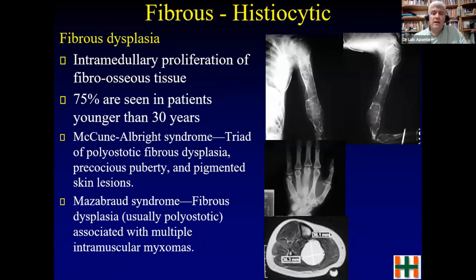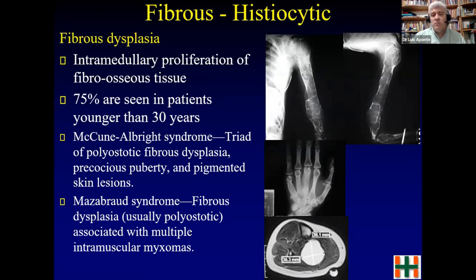There are some other tumors like fibrous dysplasia, that's like a pseudo tumor. It's an intramedullary proliferation of fibrous tissue. You can see this polyostotic disease, mainly in younger patients. This is a very strange case. You have monostotic and polyostotic. I'm showing these pictures, polyostotic, that you see big tumors like this, but you're going to see a lot of bones affected.